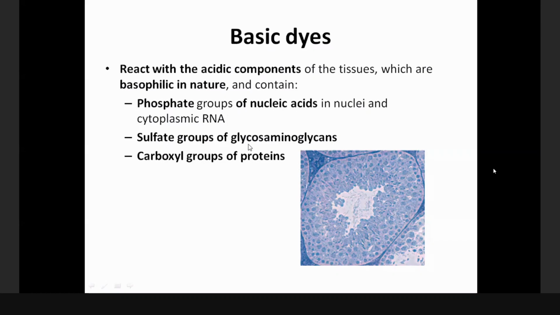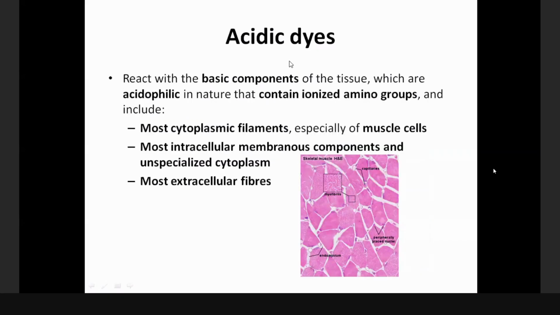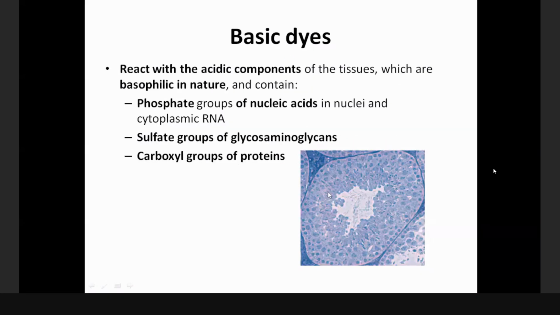There are also sulfate groups of some ground substance. In ground substance, we have a substance known as glycosaminoglycans. These have a large amount of sulfate. Carboxyl groups are there. These are all negatively charged. Proteins also have a large amount of negatively charged carboxyl groups. And these types of tissue components are able to react with basic dyes. Usually basic dyes are colored blue. We have plenty of basic dyes of choice. Many of these come in different shades of blue, like this one.